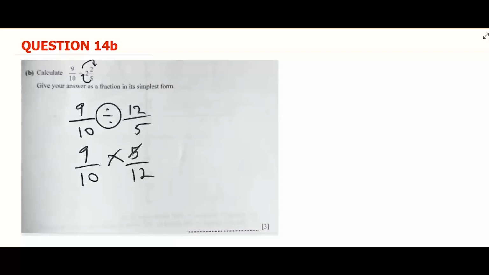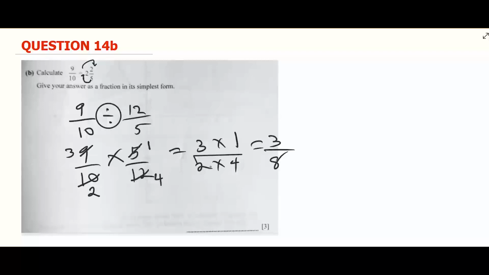So you can say 5 goes here once, 5 goes here 2 times, and 3 goes in 9 3 times, 3 goes in 12 4 times. We are left with 3 times 1 over 2 times 4. So here you have 3 times 1, 3, over 2 times 4, 8. Okay, so the simplest form is 3 over 8.